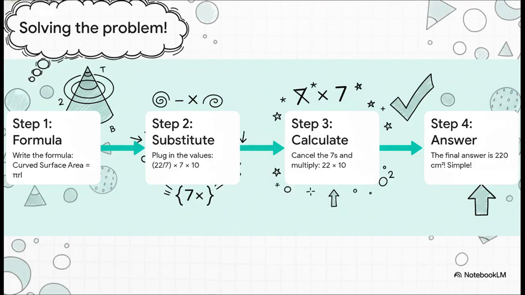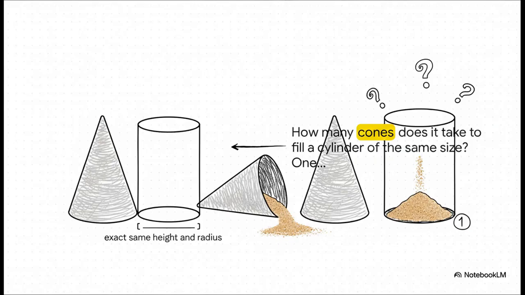Okay, let's do it. First step, always write the formula. CSA equals pi RL. Step 2, we just plug in the numbers. That's 22 by 7 times 10. And look at that. The 7s just cancel each other out. So you're left with 22 times 10, which is 220 square centimeters. See? Simple.